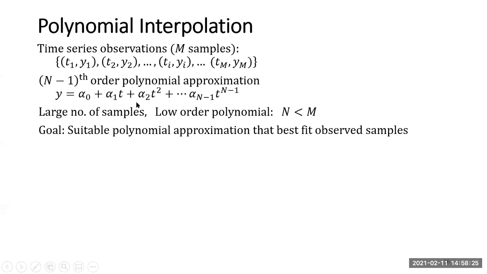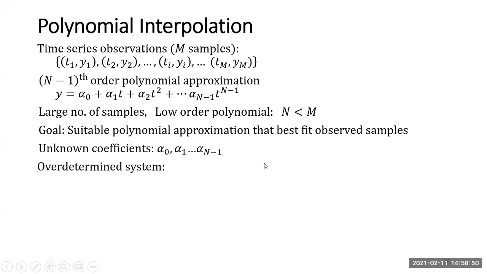And we have a large number of samples, and this polynomial is of low order. N is less than M. So we must find these alphas to best fit our observations, these M samples. And the unknown coefficients are alpha naught, alpha 1 until alpha n minus 1. This is an overdetermined system.